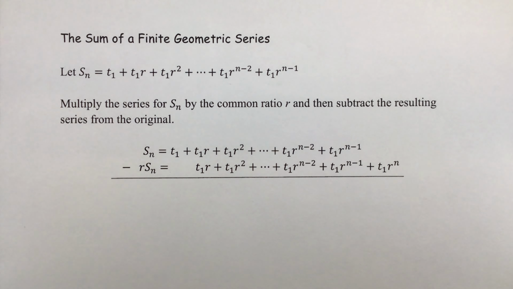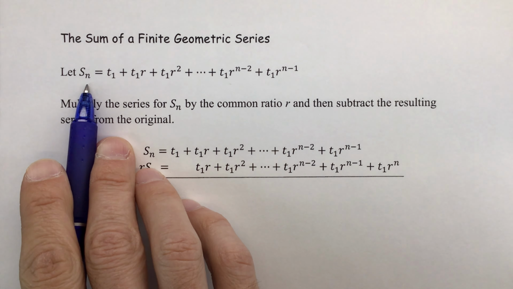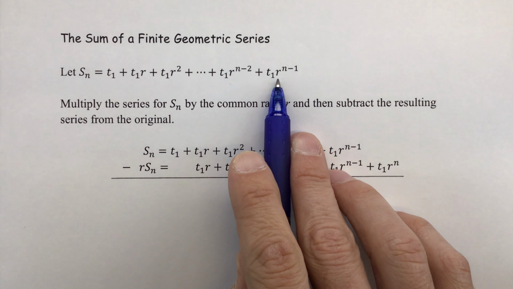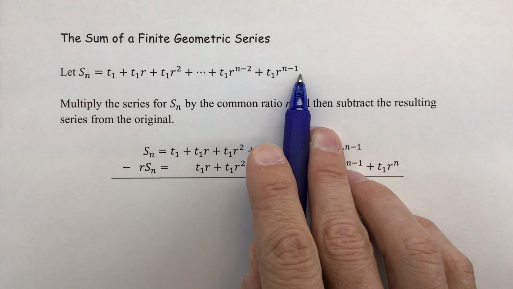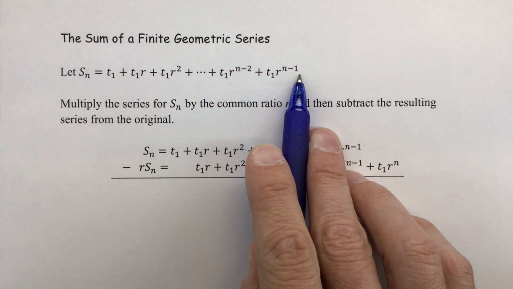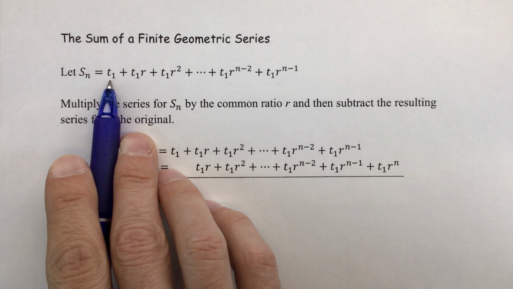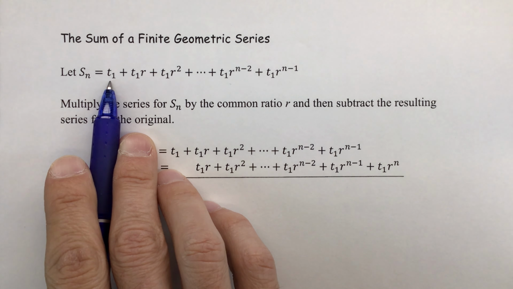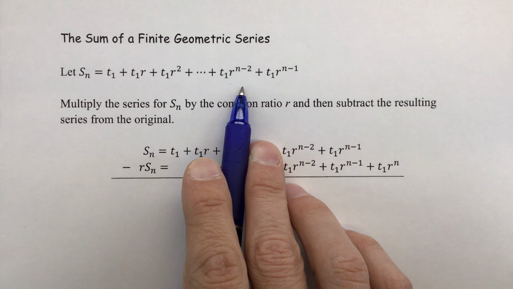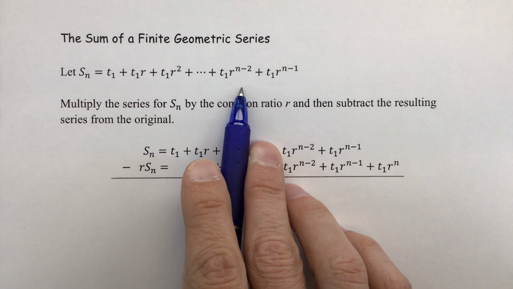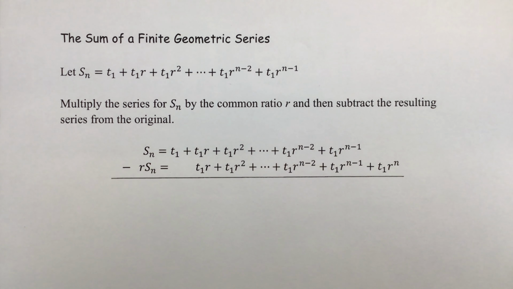Okay, and as you get towards the end, the very last term of your n terms is going to be t1 times r raised to the n minus 1 power. It's not going to be raised to the n power because you've got that first term that had not been multiplied by r. The term that is before the last is going to be t1 times r to the n minus 2 power. So that'll take you back one term from this one.